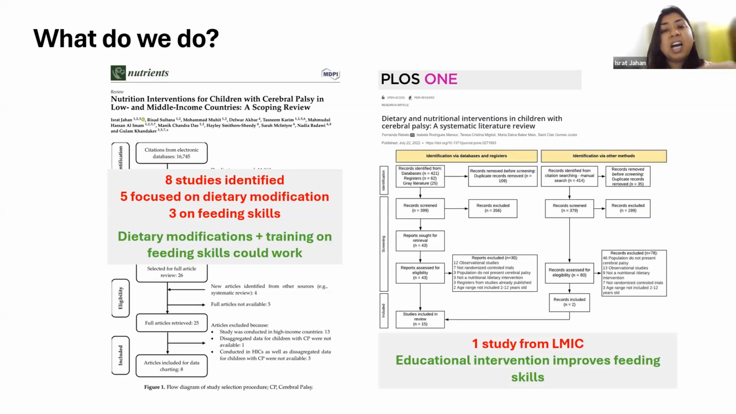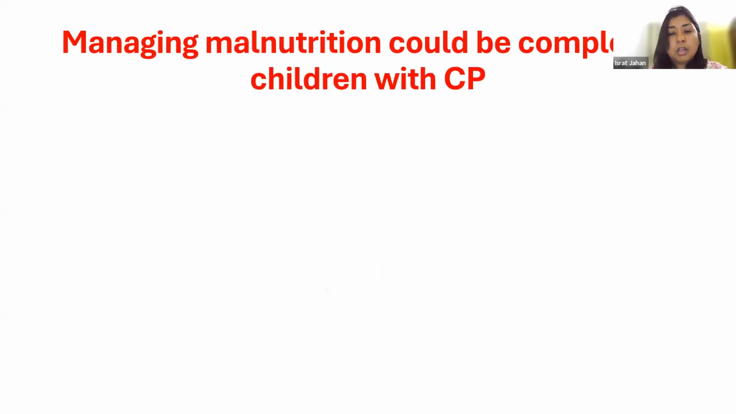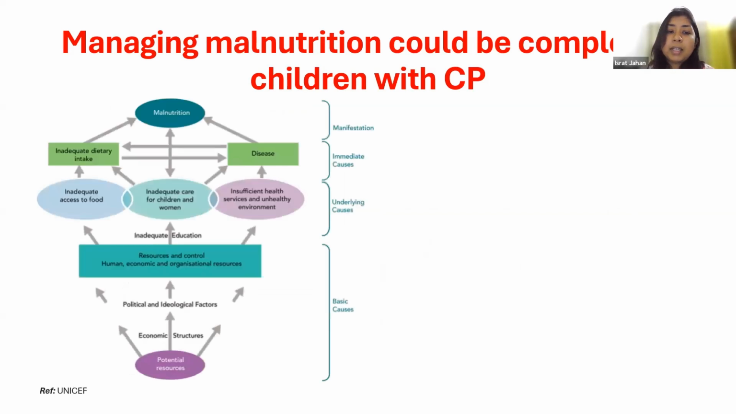Now, in this setting with such high burden and almost non-existent evidence of different intervention programs, whether they work or do not work, we would definitely have to rely on whatever evidence is available from high-income countries. But as you understand, as we all have been discussing, managing malnutrition could be very complicated in children with CP. Now, I think many of you have seen this conceptual framework of malnutrition. This was developed in the 1990s by UNICEF and WHO and has been supporting many nutrition intervention programs to date.